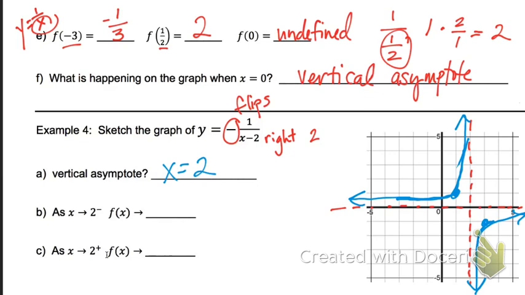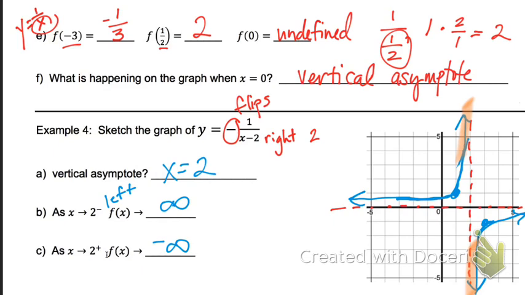As x is going to 2, what does that negative sign mean? Good. Where's y going? On the left side of 2, where's my y going? Positive or negative infinity? Positive. And to the right of 2, where's my y going? Negative infinity. How do you know where your y is going? It's pointing up or down. Okay. So to the left it's pointing up, and to the right it's pointing down.